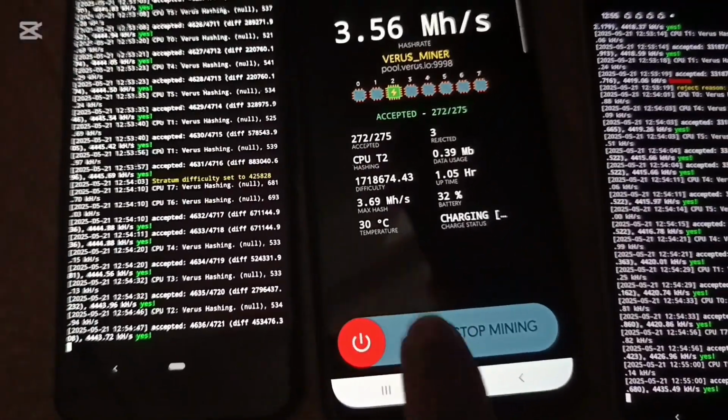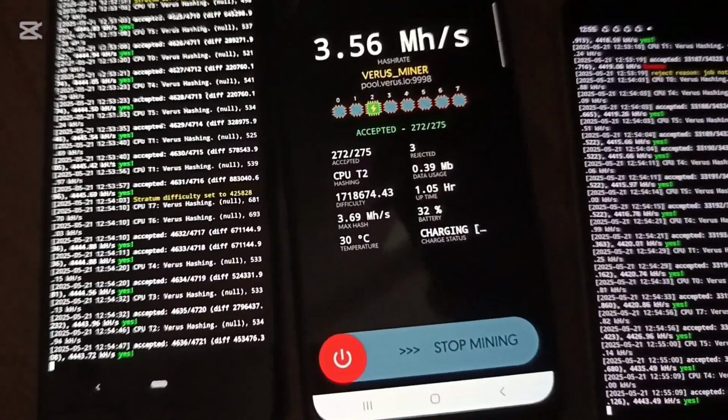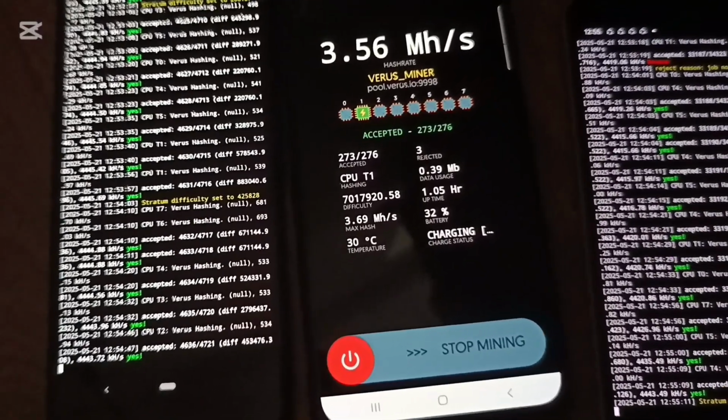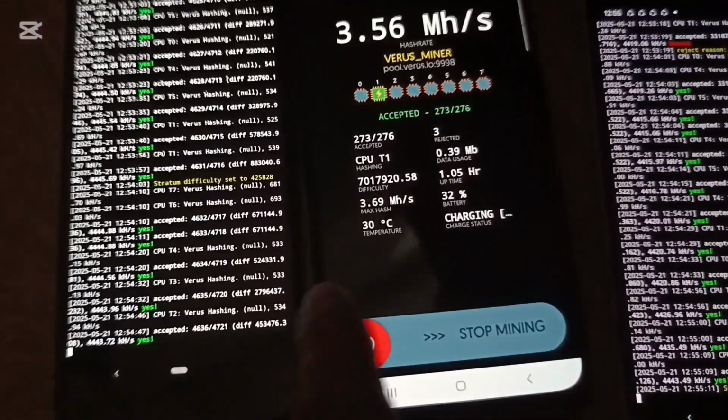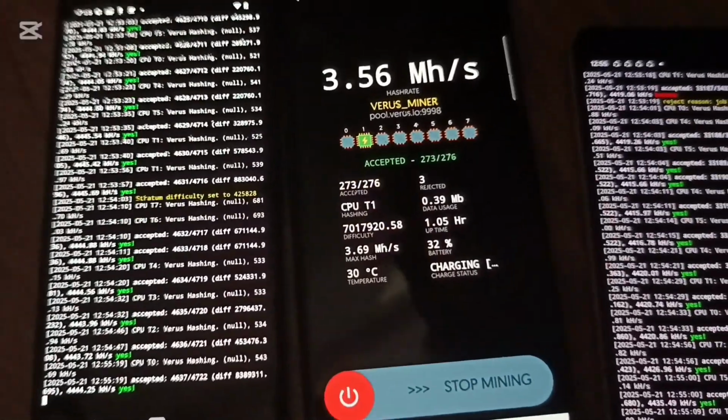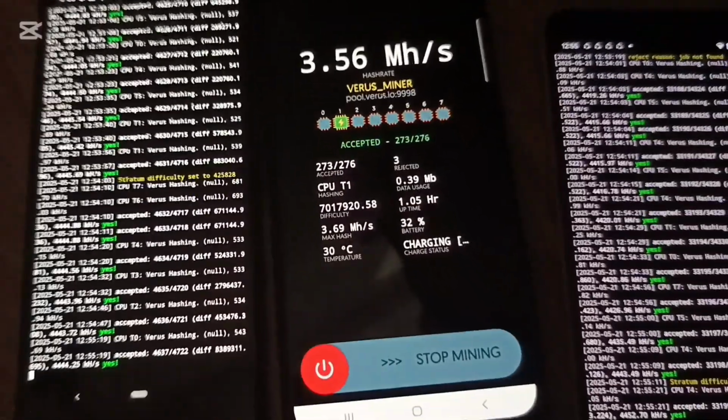And in this Samsung, I think it's Samsung A50 series, yeah, Samsung A50 series. And this one is coming around 3.5 mega hash.